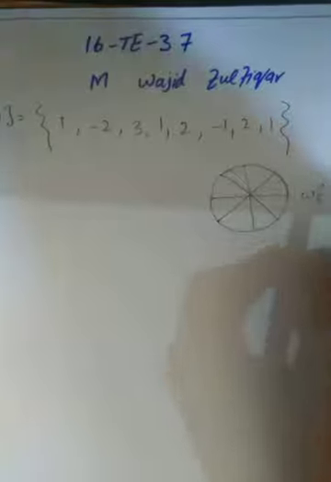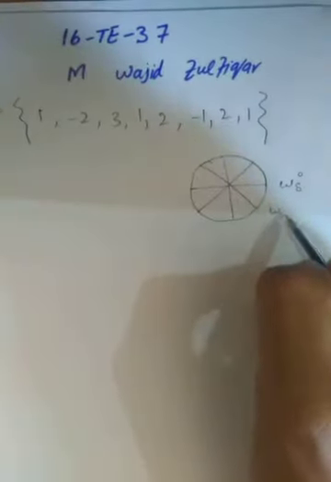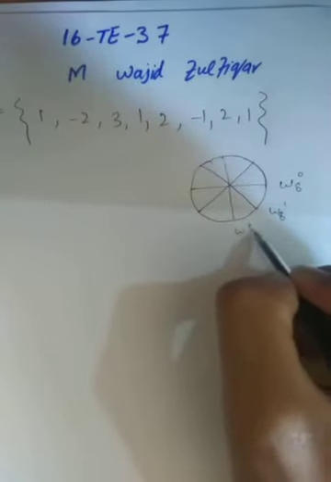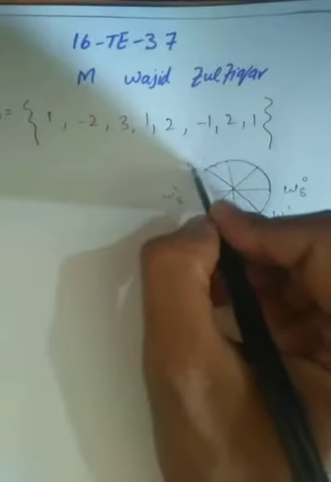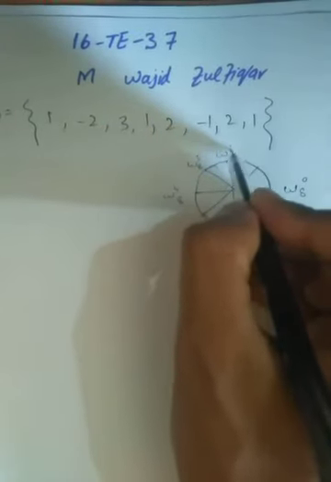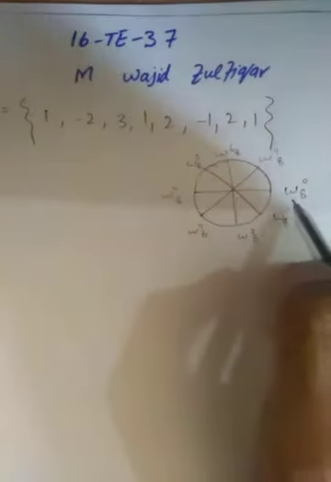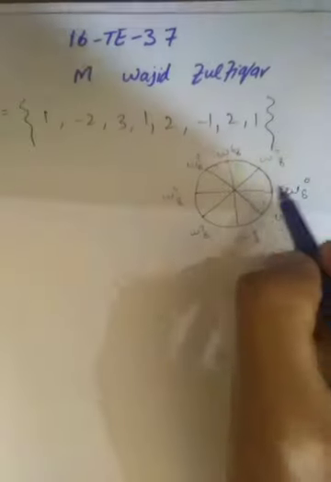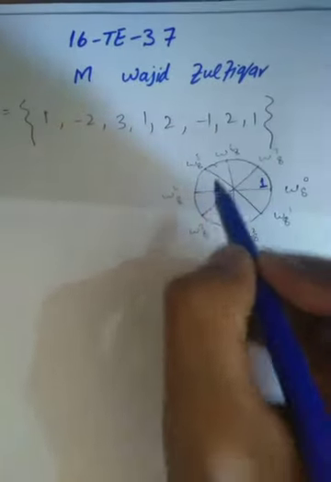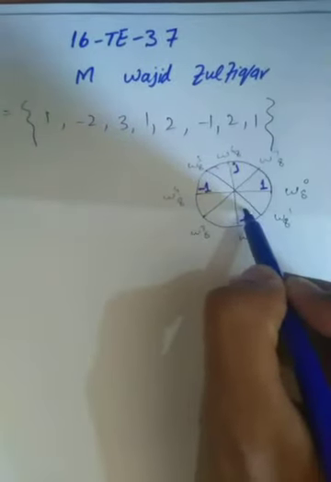I get this as W8^0, and we will move in the counterclockwise direction: W8^1, W8^2, W8^3, W8^4, W8^5, W8^6, and W8^7. For W8^0 we have the value 1. Here we have the value -1. This is J and this is -J.